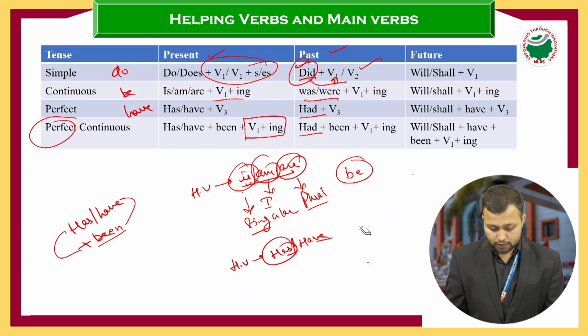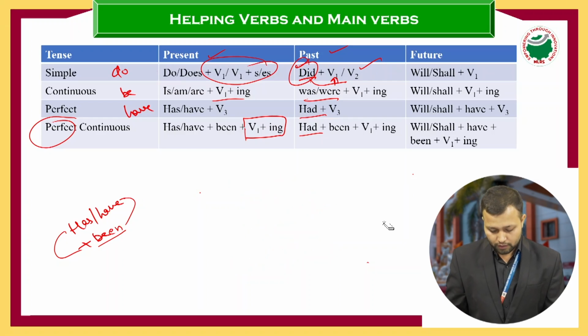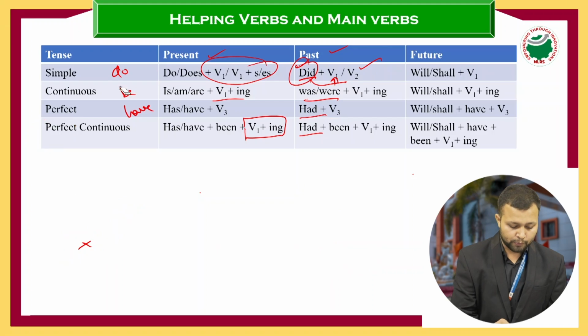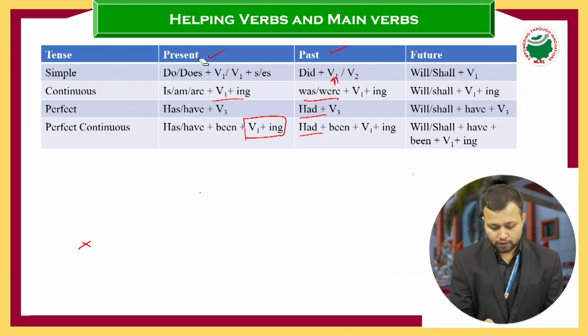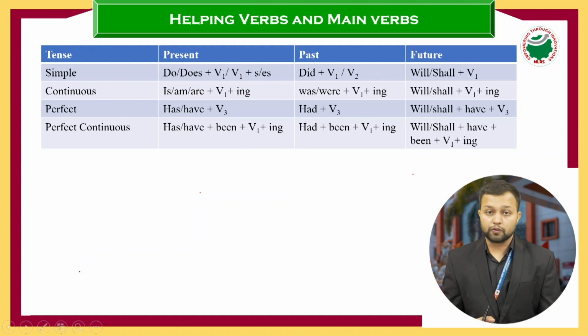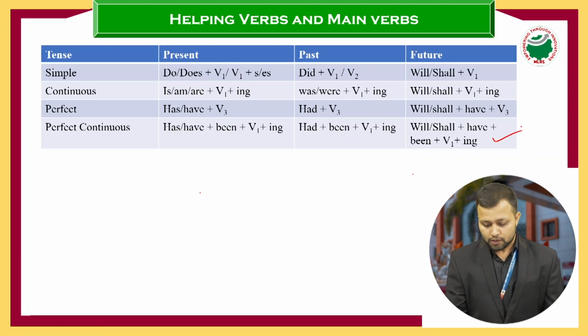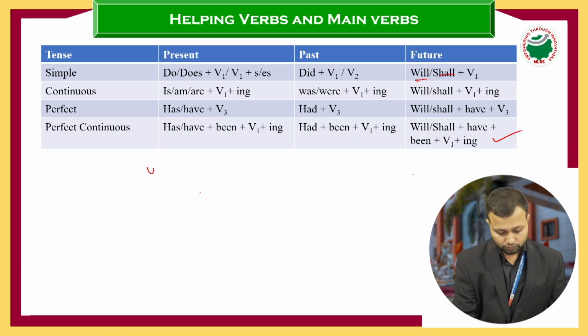What about future tense? In future tense, we have two basic helping verbs, that is will or shall. As in continuous, the form of be will be used. In the same way, in future continuous tense the form of be will be used. The form of have will be used in future perfect tense, and the form of have plus be will be used in perfect continuous tense. So will, shall are the helping verbs.